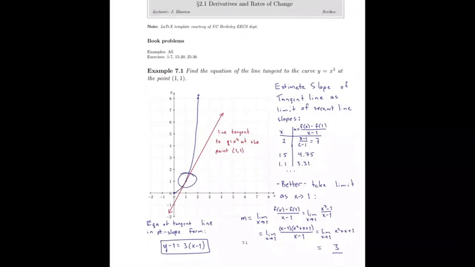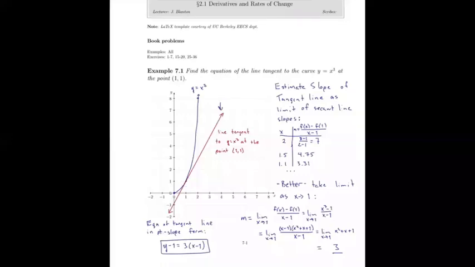So tangent essentially means just touching, right? This red line, this tangent line at the point (1, 1) on the curve y equals x cubed, touches the curve at only one point, and that's the point (1, 1). Remember, this is y equals x cubed, and what we're looking for is the equation of this line.